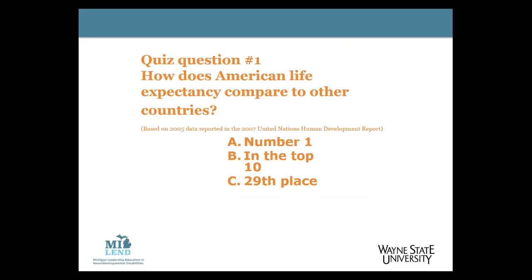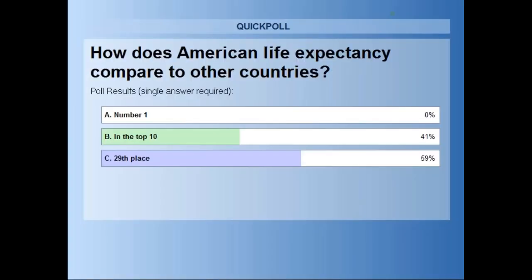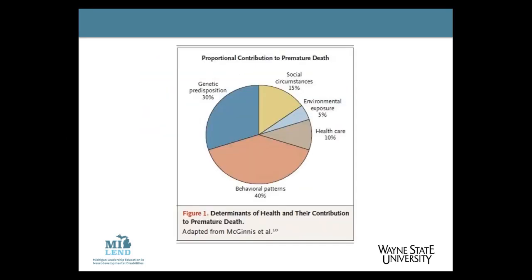So if we now look at the questions that we polled on, the first question asked, how does American life expectancy compare to other countries? And Mike, can you show us what our poll revealed? Yes. 41% chose B, 59% chose C. And the correct answer is 29th place. C. And we are tied with South Korea and Denmark for a life expectancy of 77.9 years, despite being the wealthiest country on the planet.